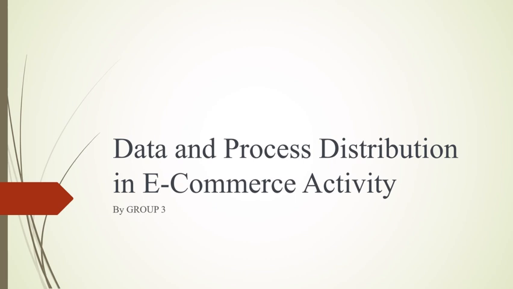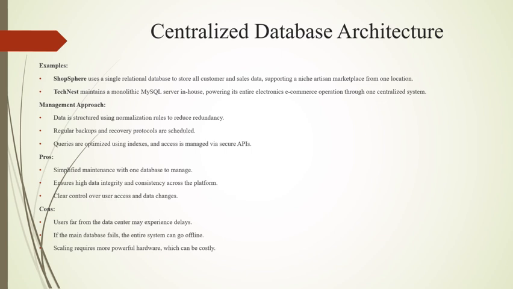So let's get started with the centralized database architecture. To begin with, in centralized architecture, the data and the processing happen at a single site. Platforms like ShopSpear and TechNest use this model. ShopSpear runs its entire e-commerce backend through one relational database, while TechNest uses an on-premises MySQL server to manage everything from their customers to logistics.